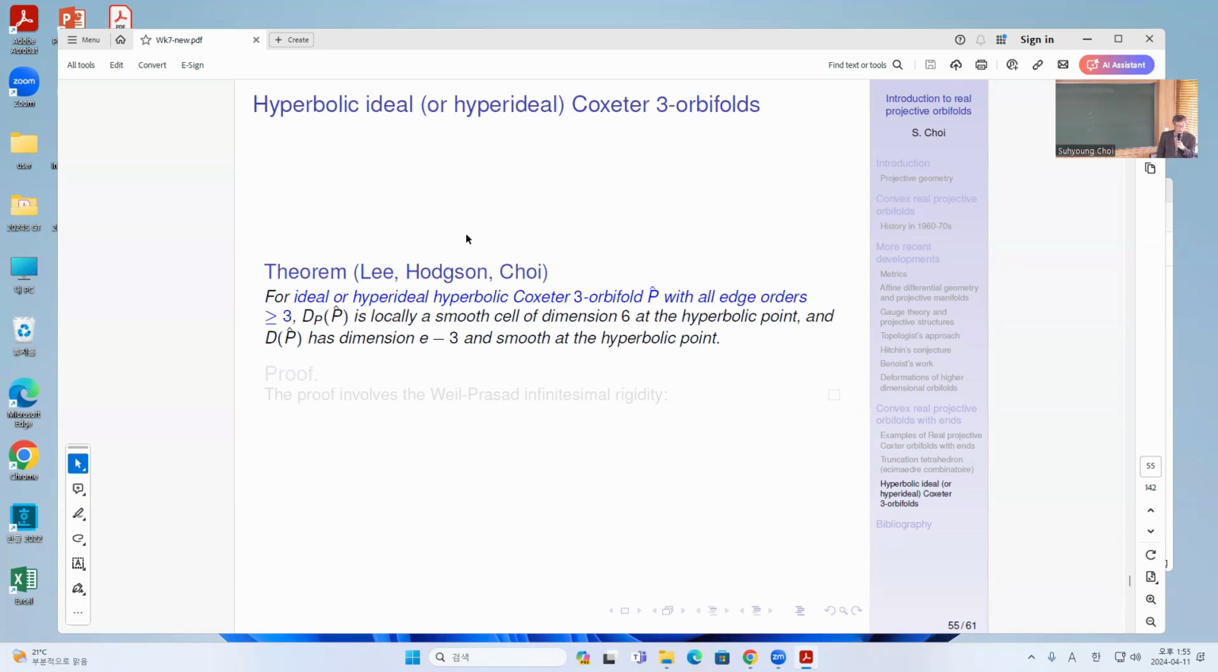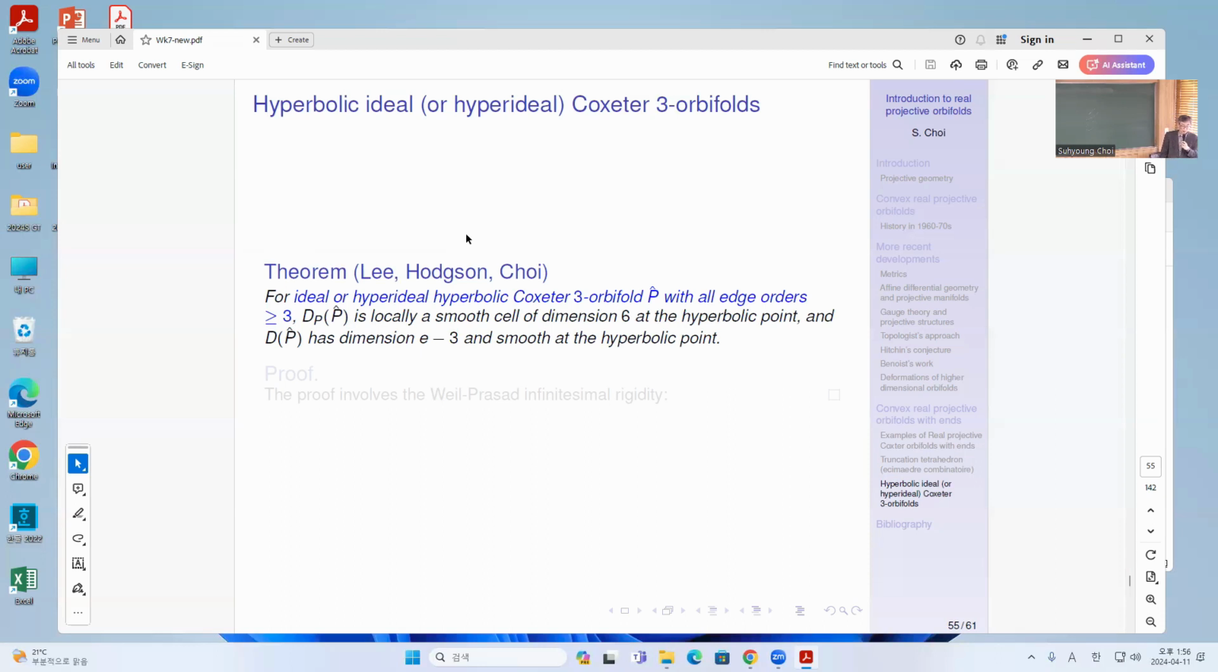Okay, so we didn't of course publish the hyper-ideal version, we only published the ideal version. And of course, all the edge orders have to be bigger than or equal to 3, so nothing has to be 2. This means that there are no elliptic vertices, so there are no vertices inside the hyperbolic space.